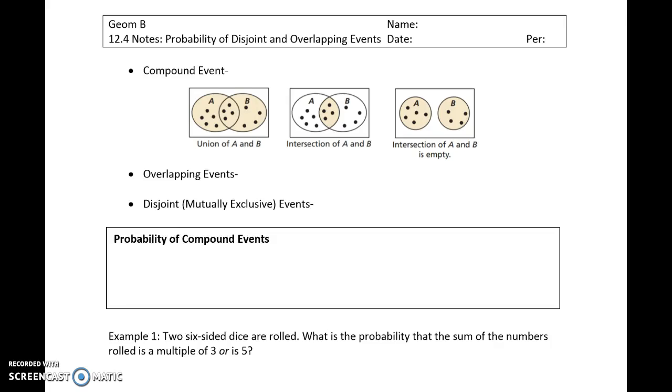Okay, we're going to be talking about compound events and probability of what are called disjoint and overlapping events. A compound event is basically the intersection or union of two events. It's like when you see these Venn diagrams where you see them overlapping, this section right here, that's the compound event. So again, compound events are when things overlap, like the union of A and B, the intersection of A and B. See how they're overlapping? That's a compound event.